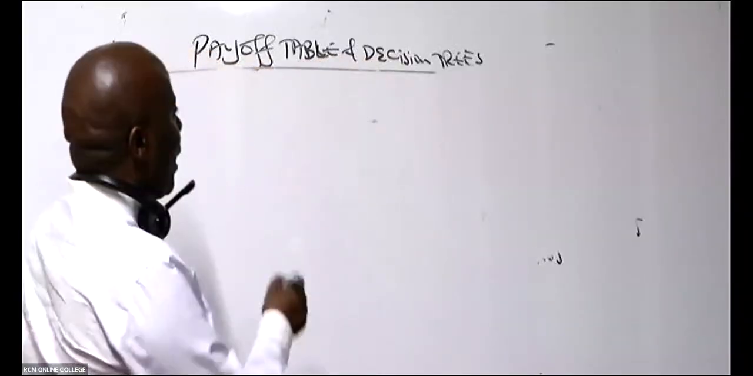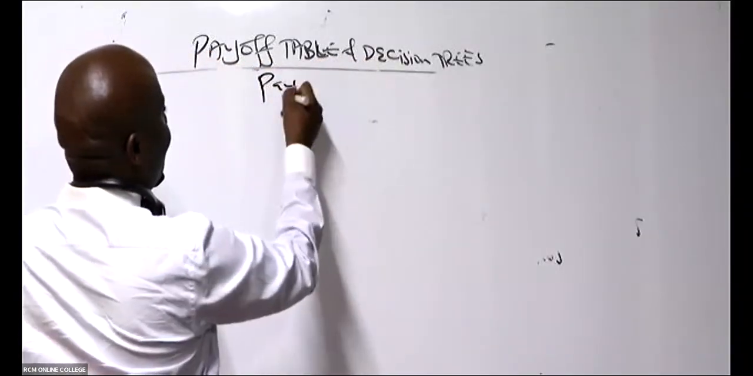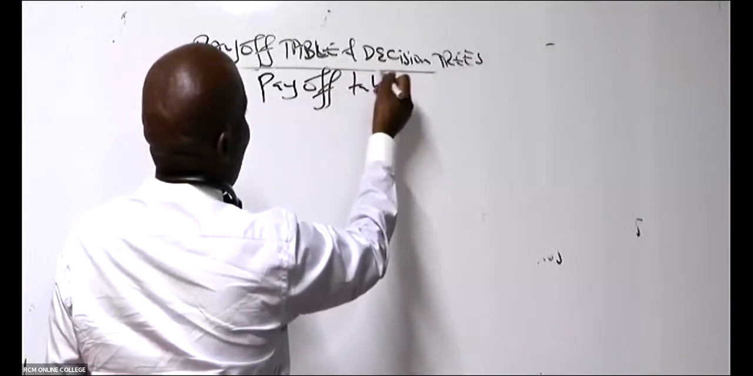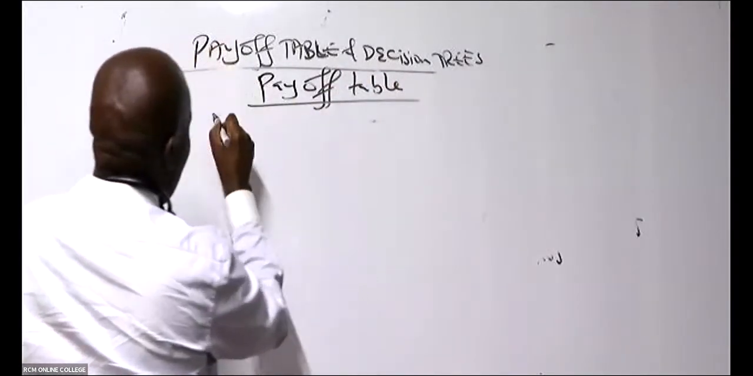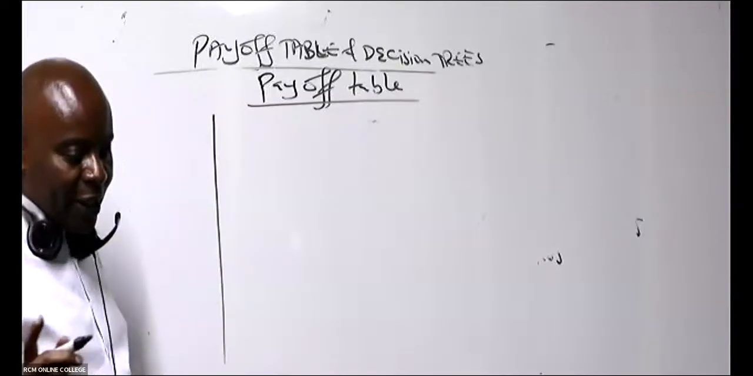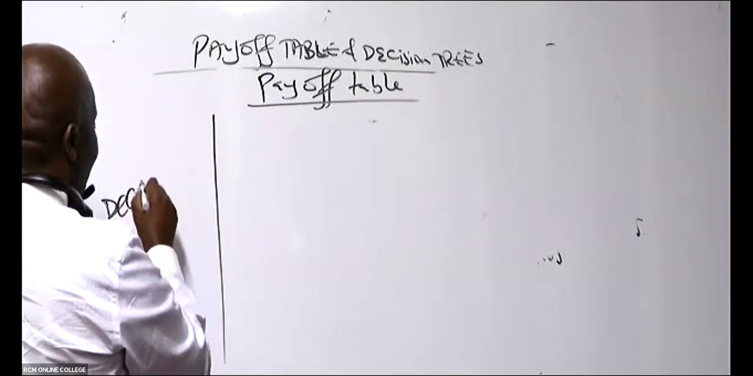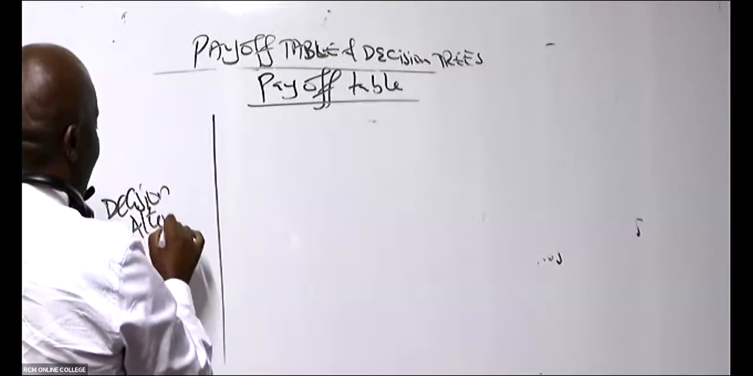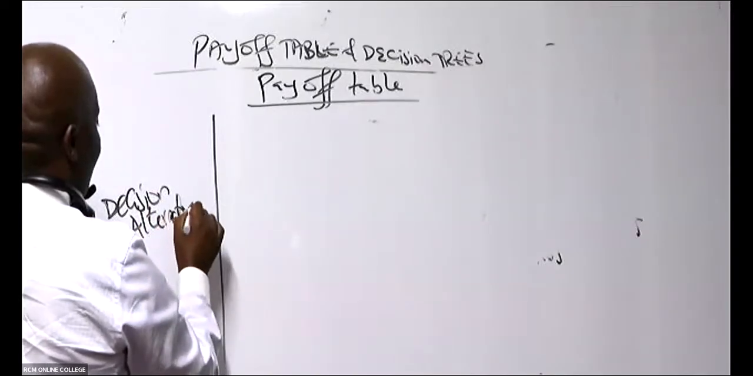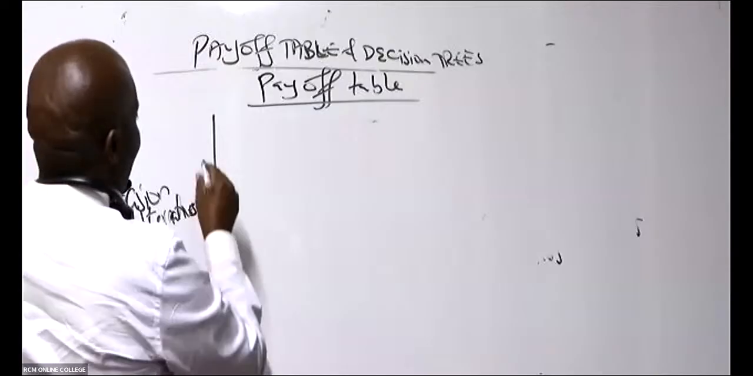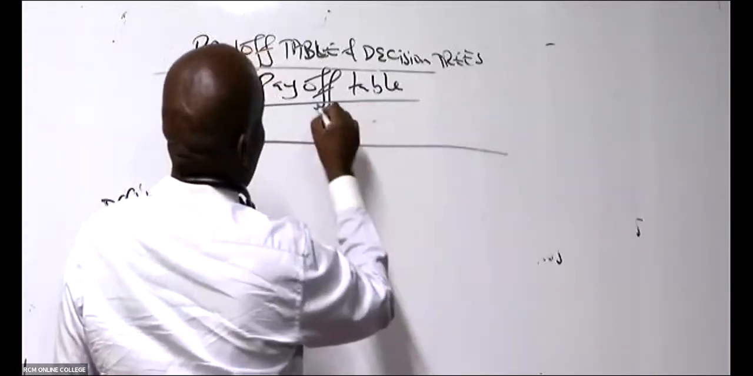So this is how our payoff table looks. We have the decision alternatives here, and then we have our states of nature here.